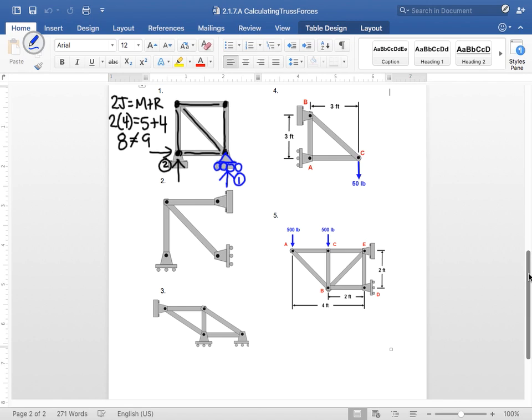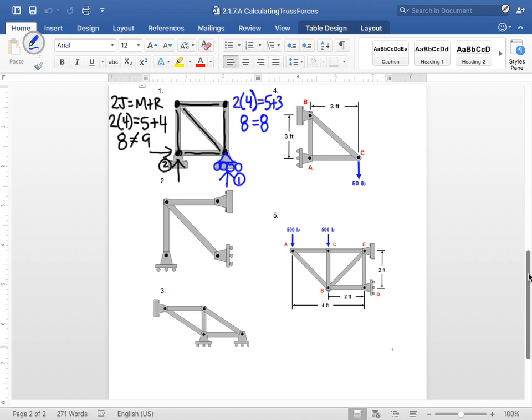So when we turn that into a roller, we would still have 4 joints and 5 members, but now we only have 3 reactionary forces. So 2 times 4 is equal to 5 plus 3. So this one is statically determinate if we change that one thing about that truss. So you go ahead and try numbers 2 and 3, and that's all you have to do on those first 3 problems. When you get to numbers 4 and 5, we're going to actually calculate truss forces like we've been doing this week.